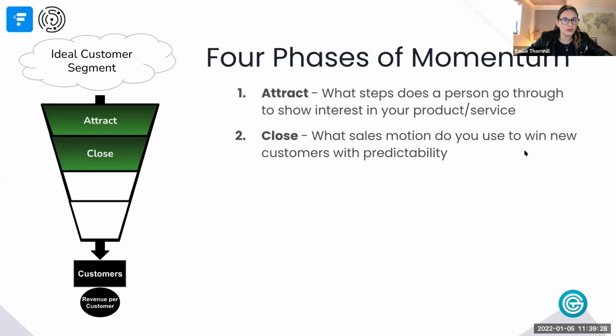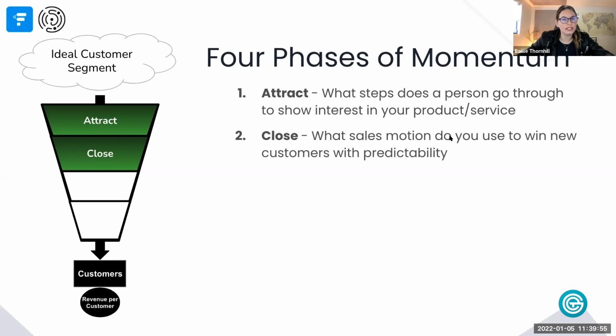Section number 2 is, of course, when they are ready to close. So what sales motions do you use to win customers with predictability? Of course, you're going through the event process, which is an incredibly time-tested, bomb-proof strategy to building your revenue: to host an event and then leverage that event as the catalyst for a larger sales offer.